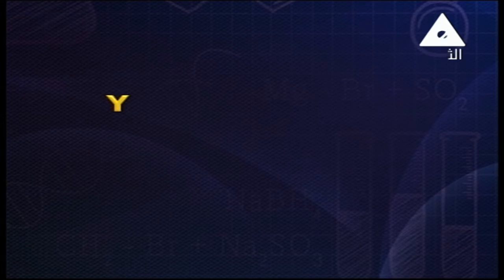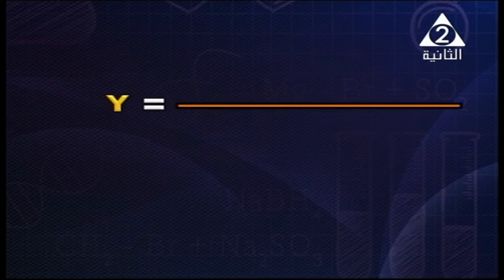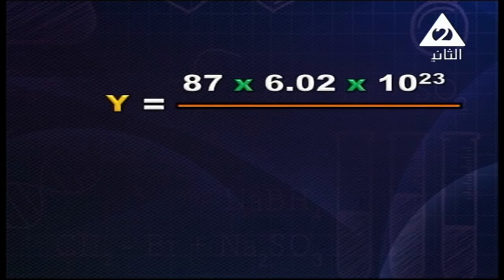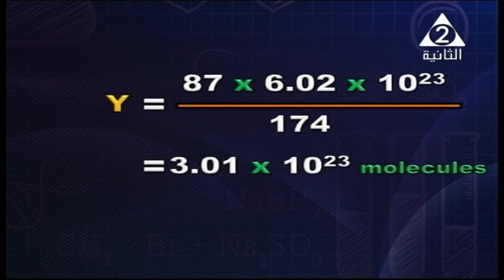Y, it means the number of the molecules, can be as, look at this, 87 by 6.02 by 10 power 23. Do you know what this means? It means Avogadro's number, because I need molecules. All of them over 174. Then you have an answer, yeah, 3.01 by 10 power 23 molecules.